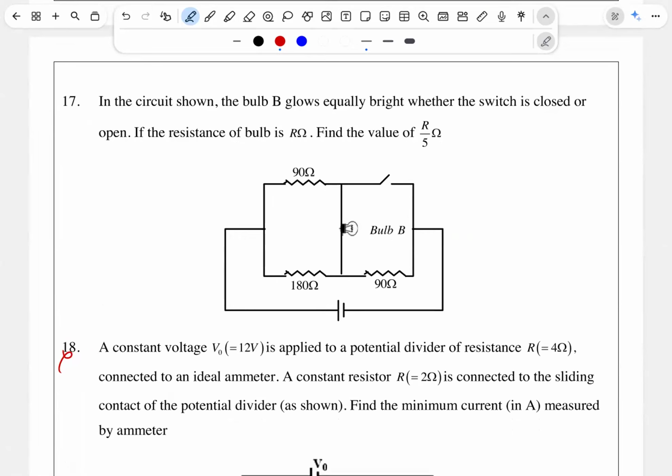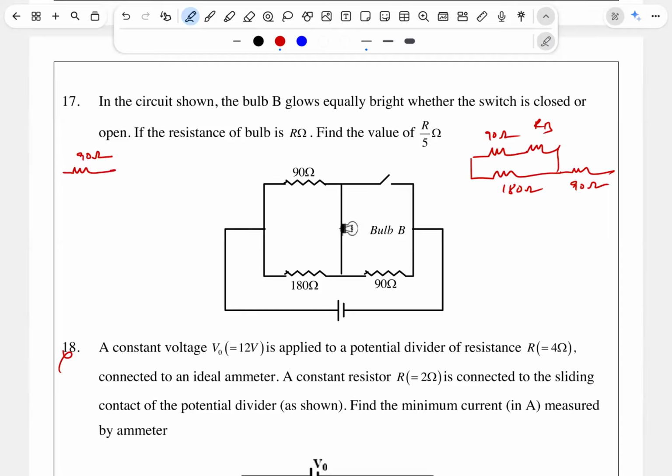In the circuit shown, the bulb glows brightly whether the switch is closed or open. Suppose you are closing this switch, what is happening? If you are opening the switch, what is happening? The circuit is 90 ohm, resistance of the bulb 180 ohm, 90 ohm. That's the circuit. The switch is closed. What is happening?